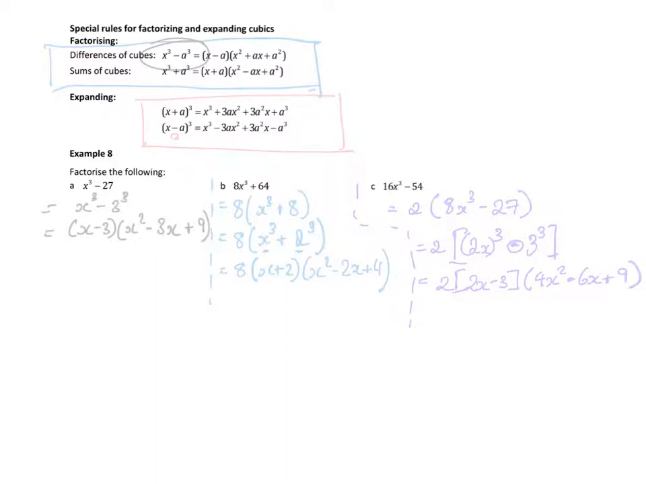And I'm just going to tidy that up with my bracket. So it's 2 bracket 2x minus 3 bracket 4x squared minus 6x plus 9. Now that is fully factorised. I can't take anything else outside of those brackets, so that is done.